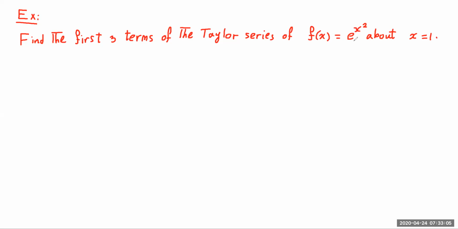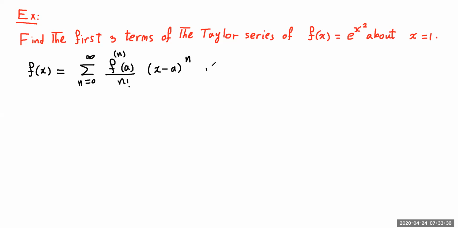Okay, so to solve this exercise, let's remember the formula. We have this formula that any function f(x), to write the Taylor series of this function about a, is the sum of the derivative of order n at the number a over n factorial times (x minus a) power n, from n equals 0 to infinity. This is the Taylor series of f(x) about x equal a.